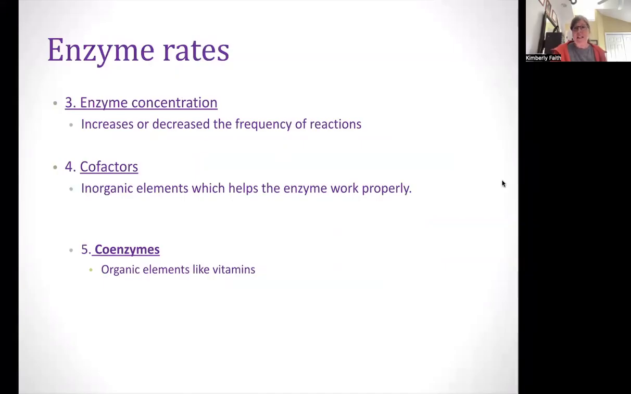Again, if we have more enzymes as well, we are going to increase the frequency. Okay. We don't want too many enzymes in there just running into each other. All right. So it's kind of a sweet spot there.